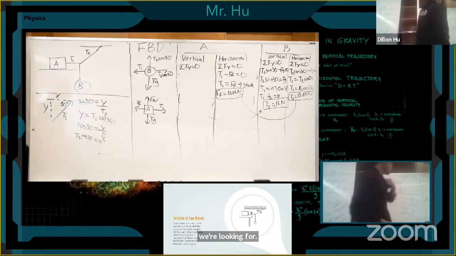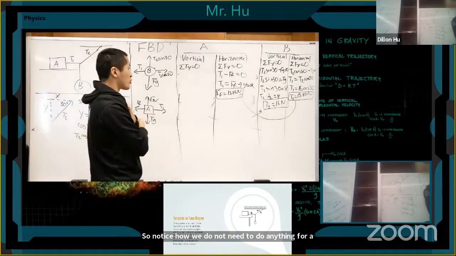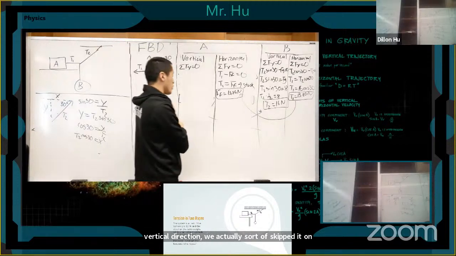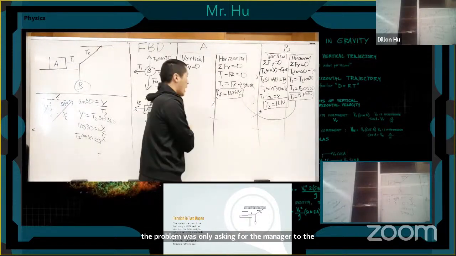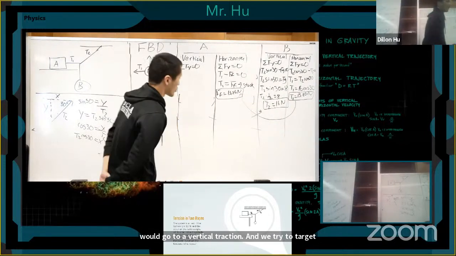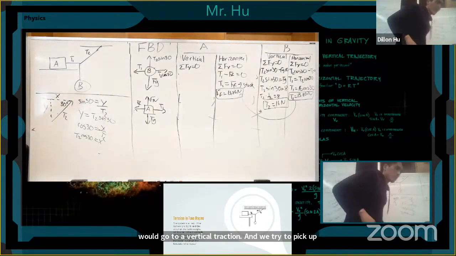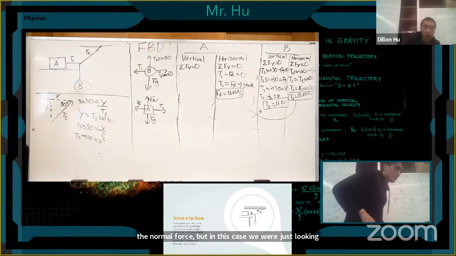So notice how we did not need to do anything for A in the vertical direction. We actually sort of skipped it. The problem was only asking for the magnitude of the frictional force. We weren't looking for the coefficient. If we wanted to find the coefficient, we would go to A in the vertical direction, and we would try to figure out the normal force. But in this case, we were just looking for the frictional force. So that is how you do this problem.